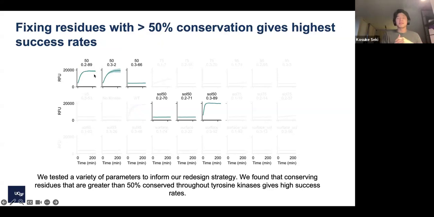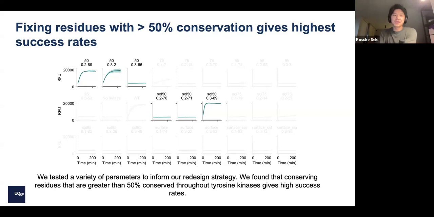And so we talked about that when we want to fix residues that are evolutionarily conserved, it turns out that fixing residues that are in at least 50% of all protein tyrosine kinases gives you a pretty high success rate. And so you can see that these designs are active in the presence of the substrate. And what's really nice is that these designs have over 80 mutations from the wild type enzyme. And this all came straight through that deep learning model. And so we find that we can indeed use these types of models in order to design new sequences that nature has never designed before.